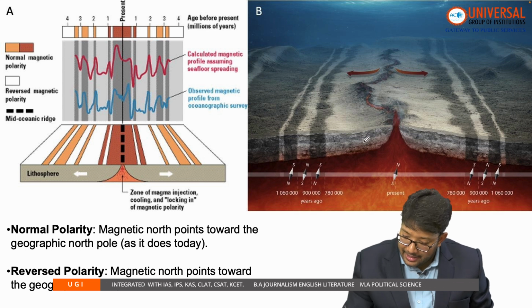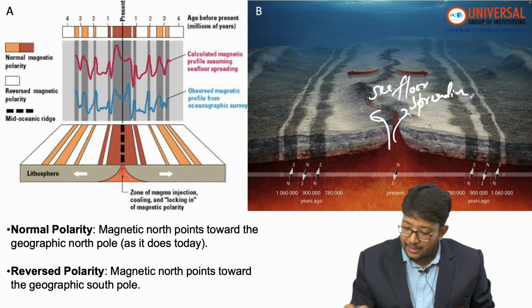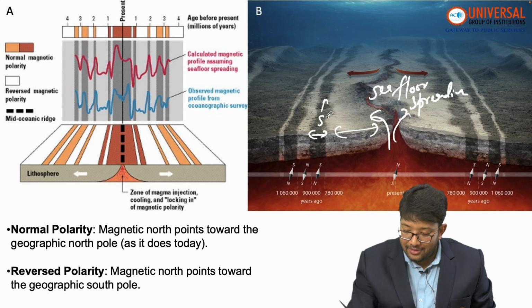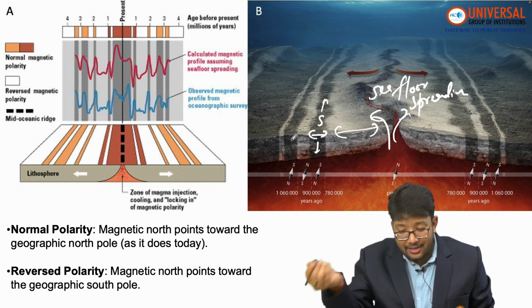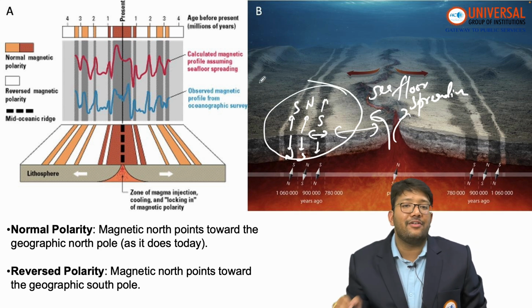Okay, so this is the example in front of you, that sea floor spreading is going on. Suppose these rocks show south in this direction, north in this direction. The next sea floor spreading happened, this is showing north, this is showing south, again this is showing south, this is showing north. This is called our geomagnetic reversal.